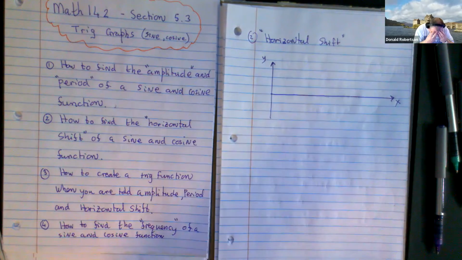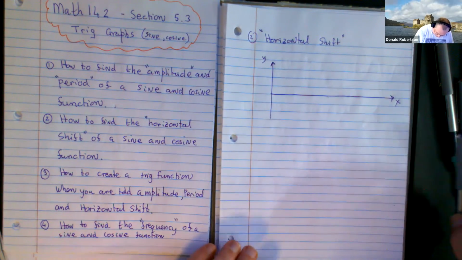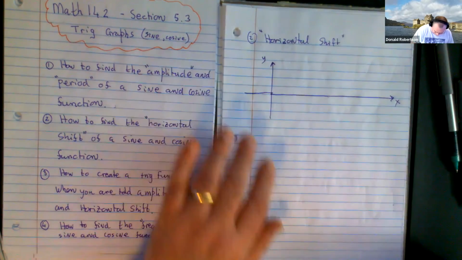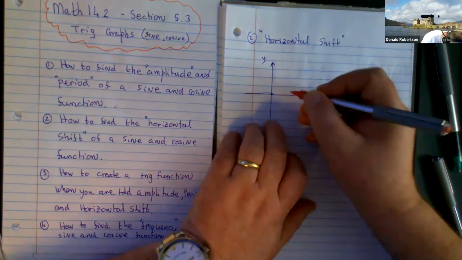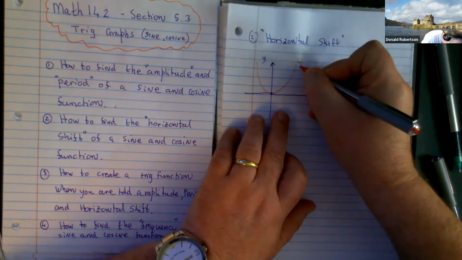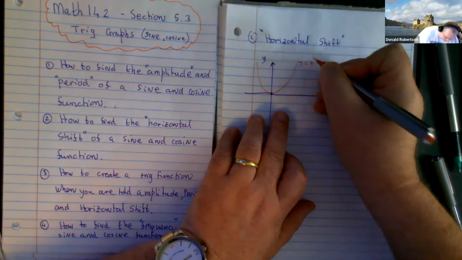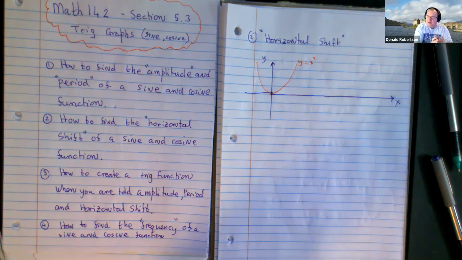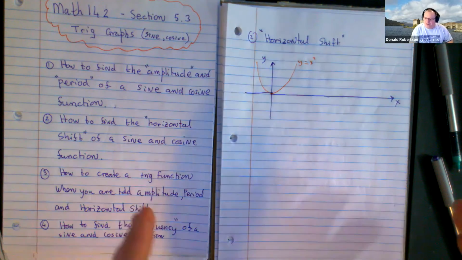Okay, so before we get into the details of how to calculate horizontal shift, I'm going to take you to 141. I'm going to pick a very simple function because you have done this idea in 141. Can you remember transformation of graphs in 141, where you took something like x squared and you moved it left and you moved it right and you moved it up and you moved it down, and as Katie keeps on saying, you flip it upside down.